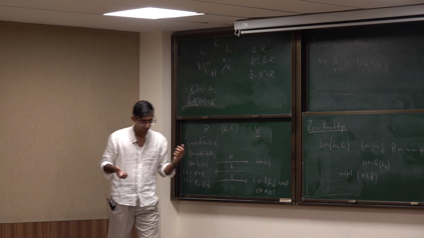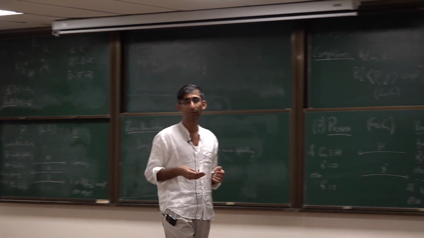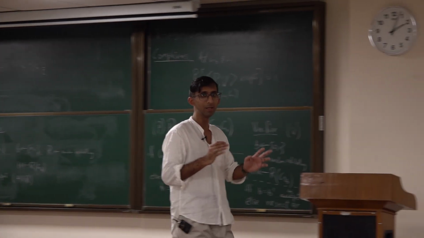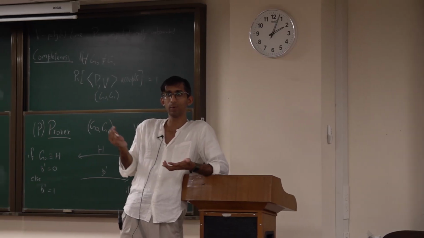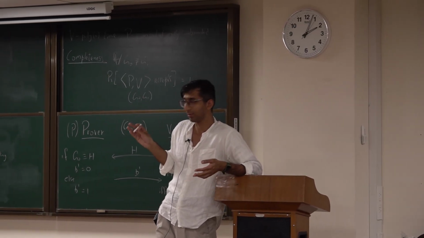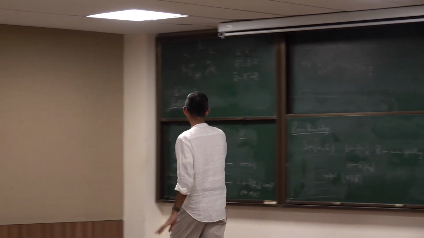So you only care about providing the security if the prover behaves correctly. If the prover follows the protocol correctly, then you have to provide the security. If it doesn't, you don't care, because you cannot provide a guarantee for every possible prover algorithm. So you only care about the zero knowledge property when the prover is behaving according to this algorithm.